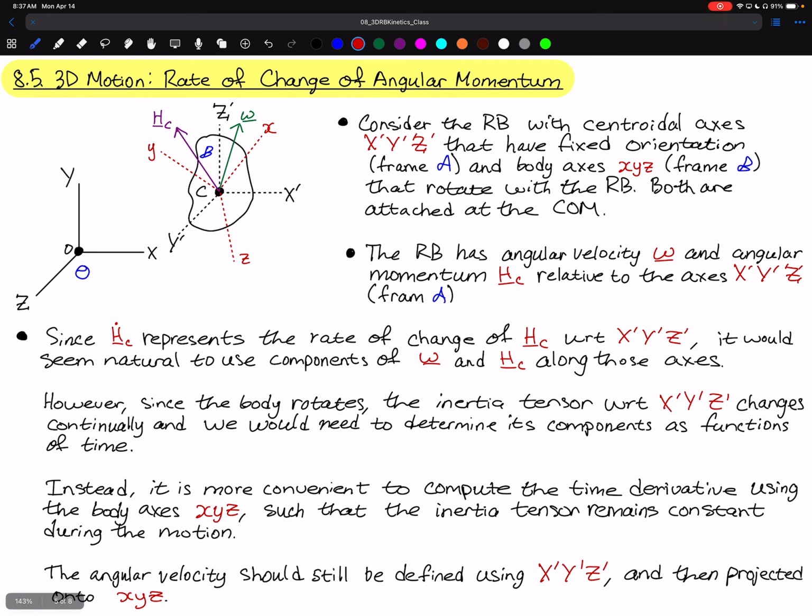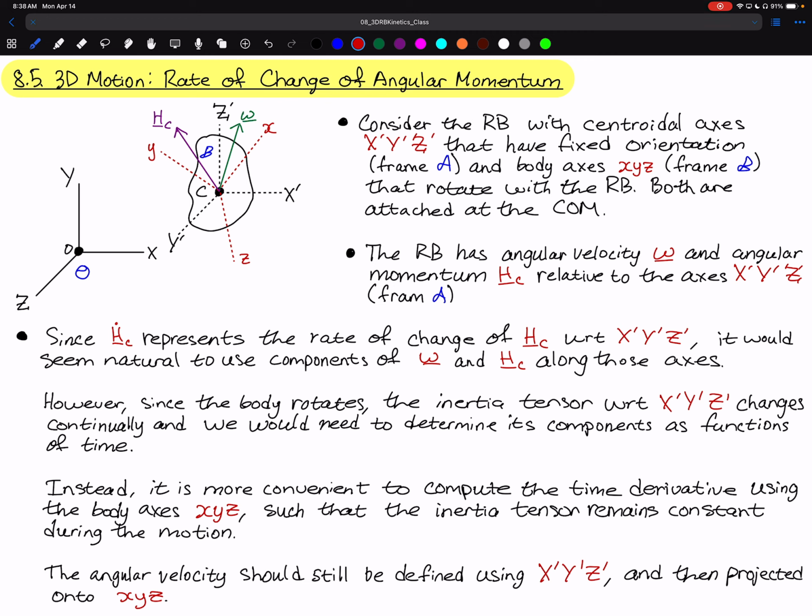All right, we're going to consider a rigid body with a centroidal axis, capital X, Y, Z, or X prime, Y prime, Z prime, that have a fixed orientation in some frame, frame A. And then we have some body axes, lowercase x, y, z, that are fixed to the body. Call that frame B. Those are rotating with that rigid body. So both of these axes are attached to the center of mass. The ones in red are rotating with the rigid body. Both of them move with the rigid body, but the red ones rotate with it.